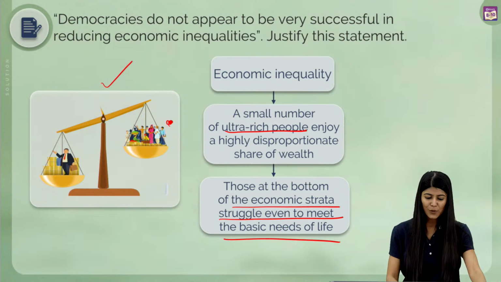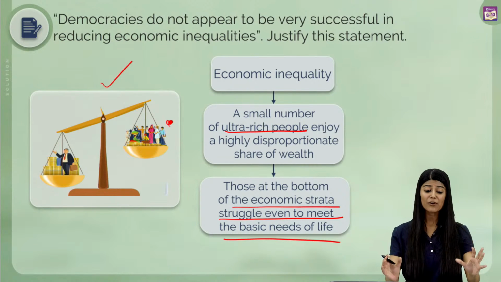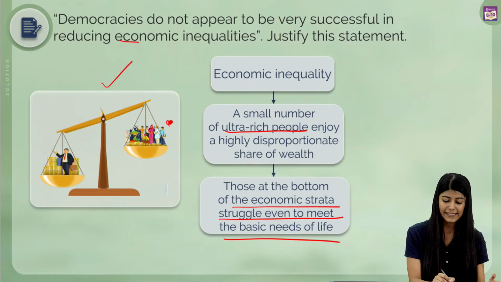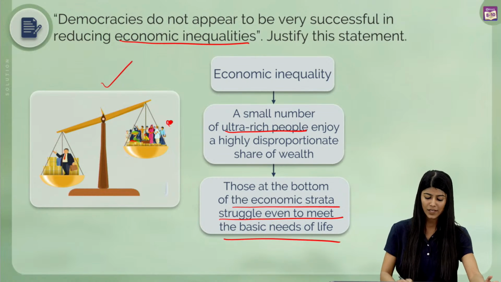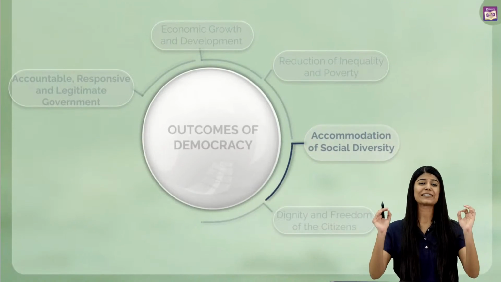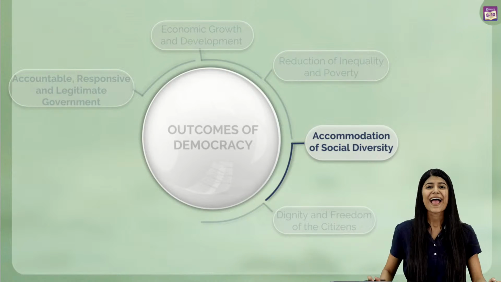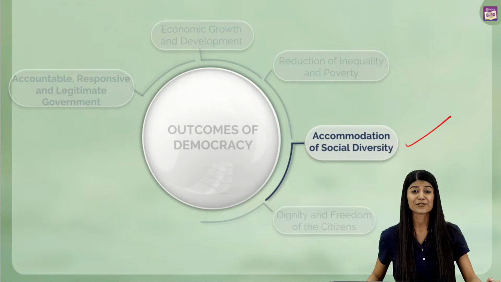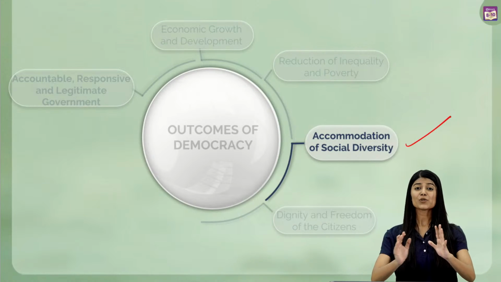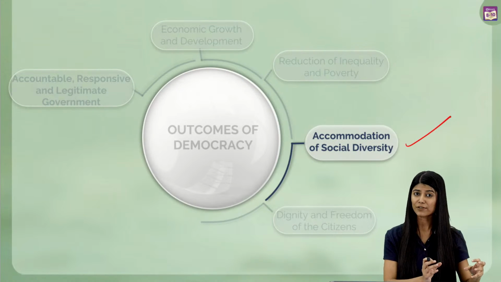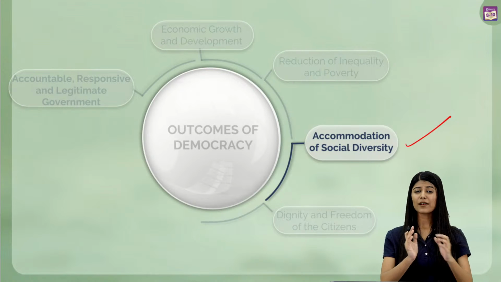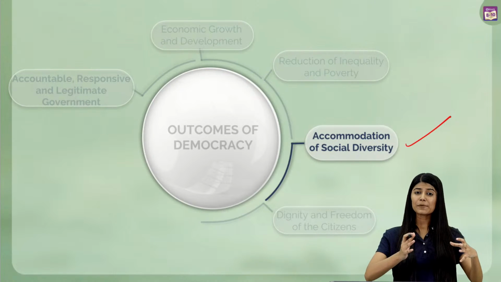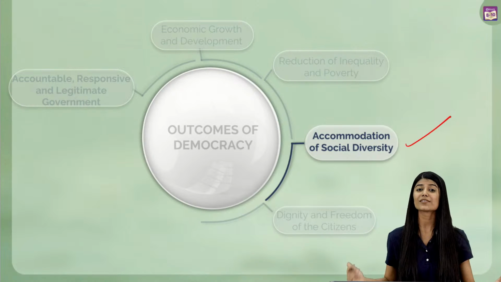Amazing. Moving forward now, with this we have justified how democracies do not appear to be very successful in reducing economic inequalities. Moving forward to the fourth aspect, which is accommodation of social diversity. For us to understand what social diversity is, we first need to understand what we mean by social groups. It means a group of people sharing a common relation with the society.